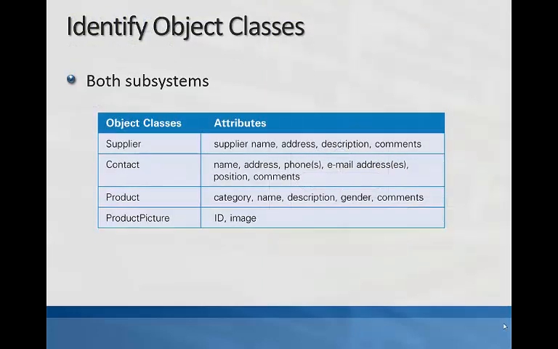Object classes, on the other hand, capture information about the data, or it documents the data that will be maintained by the new system. In this example, we have identified 4 object classes: supplier, contact, product, and product picture.